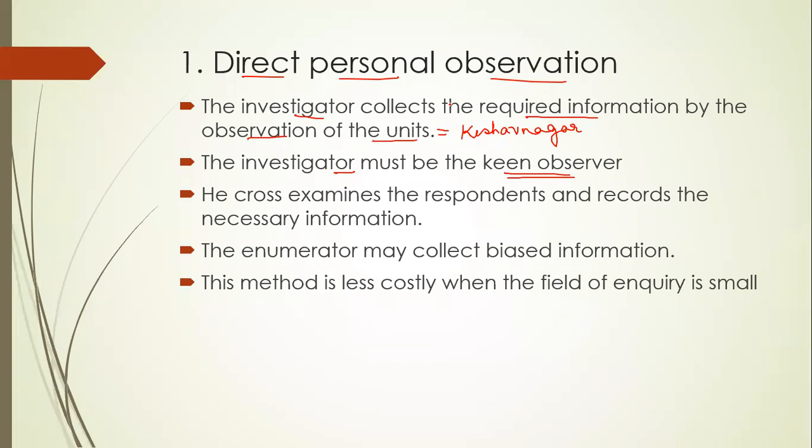If she misses one, what happens? The data will go wrong. You may not get the exact data. So the investigator must be a keen observer, a sharp observer when it comes to direct personal observation. He cross-examines the respondents and records the necessary information.